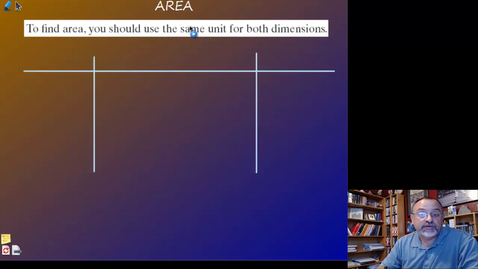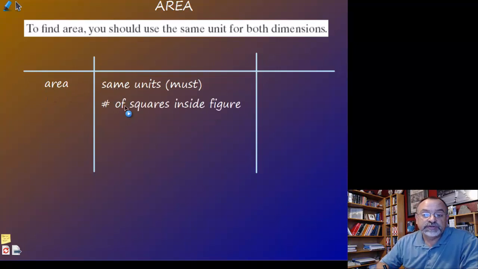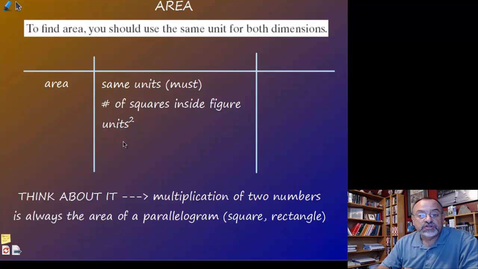So you would have to convert one from inches to feet or from feet to inches, one way or the other. So the units must be the same. That's going to give us the number of squares that could fit inside the figure, and our units are always going to be squared because we're multiplying these units together. So when the units are the same, we're going to have square units.